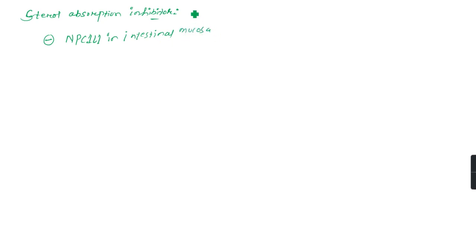Okay, then the last class of drug is the dietary cholesterol absorption inhibitor, or dietary sterol inhibitor. What does it do? It basically inhibits NPC1L1 in the intestine, specifically the intestinal mucosa. इंटेस्टिनल म्यूकोजा में ये NPC1L1 को इनिबिट करता है. What does this NPC1L1 help with? This basically helps in absorption of dietary and biliary cholesterol.